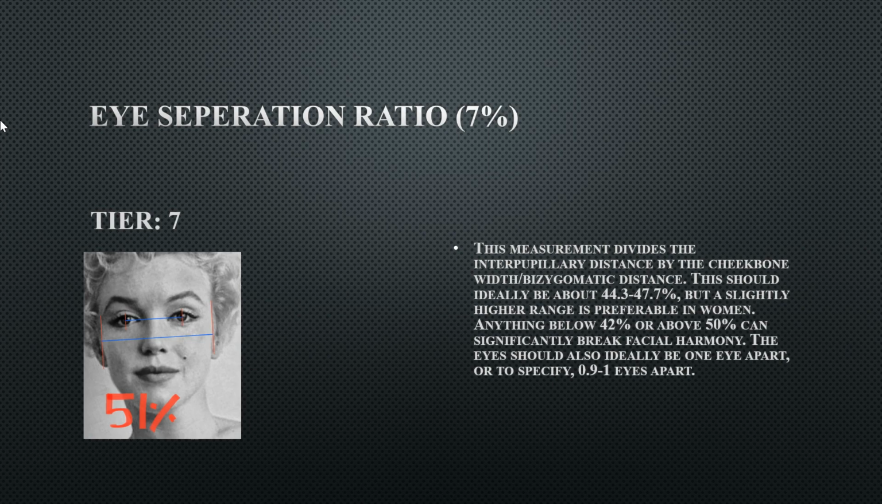And she doesn't really have that much of a prominent cheekbone area too. So her face just isn't that wide, and her eyes are just extremely far apart. Going from pupil to pupil, that is also going to be divided by the cheekbone distance. So that's how I'm able to get 51%. But this right here is probably her biggest flaw out of everything.